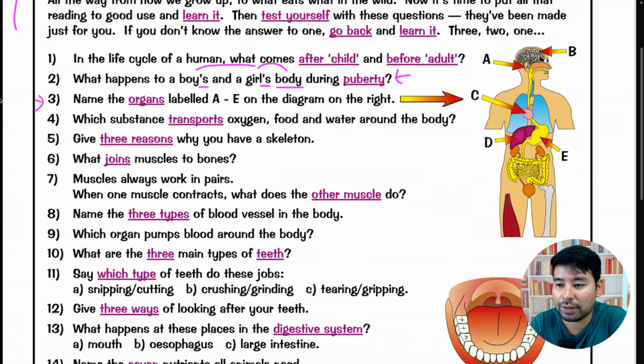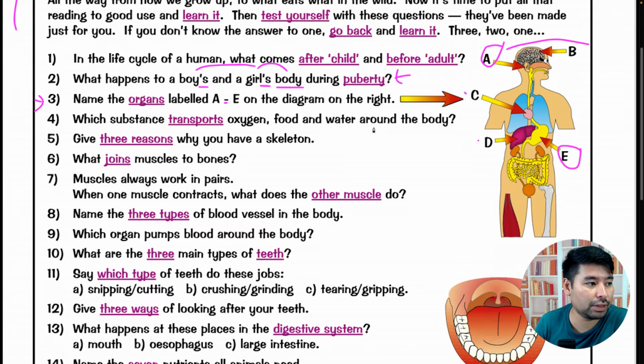Name the organs labeled A and E on the diagram on the right. A is this organ, E is this organ, okay? So name the organs labeled A to E. When we have this hyphen, it means everything. So A, B, C, D, E. So label means give the name or write the name here for me, okay? So this is what we have to do here. Next one.